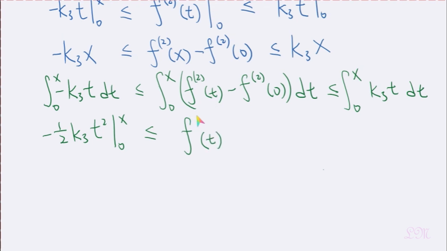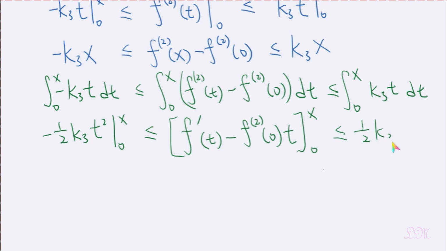And you know what? I'm just going to write f prime of t here because it's easier. Then minus. So the second derivative of f evaluated at 0 is a constant. So an antiderivative of that would be itself times t. Brackets, parentheses are once again necessary here from 0 to x. Finally, this third part is again similar to the first part, so 1/2 k sub 3 t squared from 0 to x.